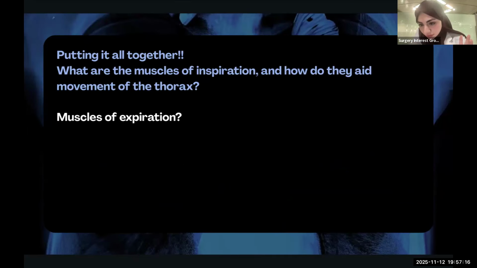From everything we've discussed, innermost and internal. And what's in between them? Exactly. And where would I want to anesthetize if I needed to? In relation to the ribs? Middle, but specifically in relation to the ribs? Superior or inferior border? Below the rib. Below the rib, yep, below the rib.